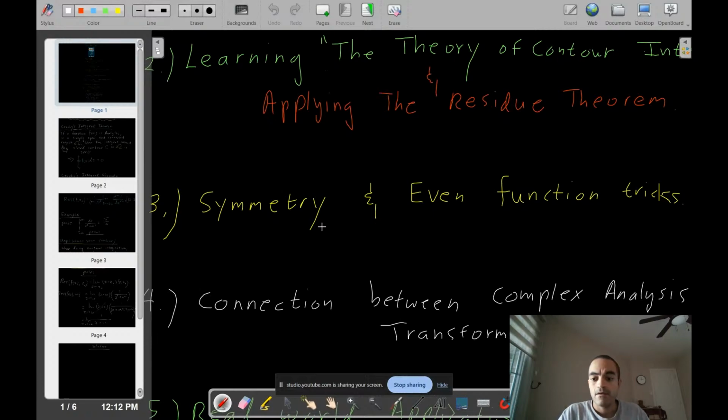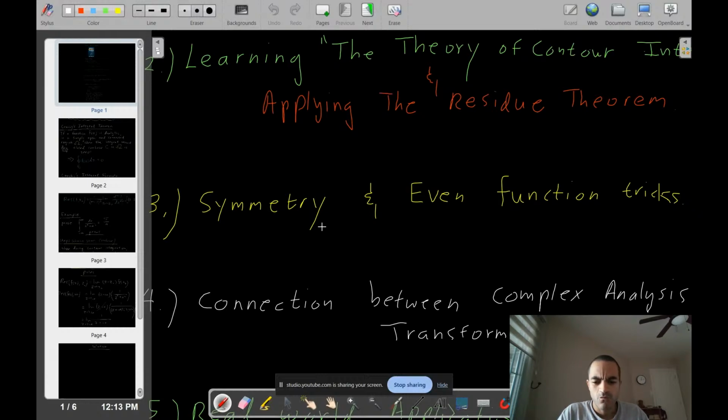Part 3 will be symmetry and even function tricks. That will be somewhat important. I mean, we can go through it. Symmetry and even functions. You should know what even and odd functions are, anyways. We may not even need to go through it as much. I'm expecting you guys to know that's like a grade 11 or 12 thing; algebraically, you know what an even and odd function is, symmetry and stuff like that.